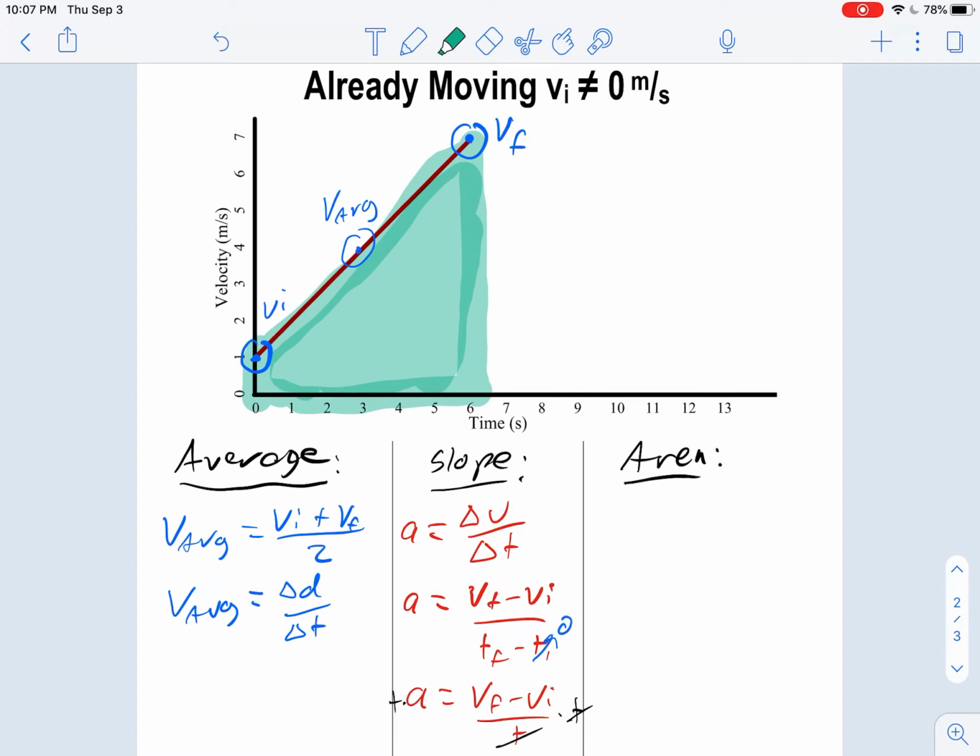Okay, and the way that you compute the area of this trapezoid is you take the average height times the base. Well, the average height is really just the average velocity, and the base is the time. So average velocity times time is displacement.